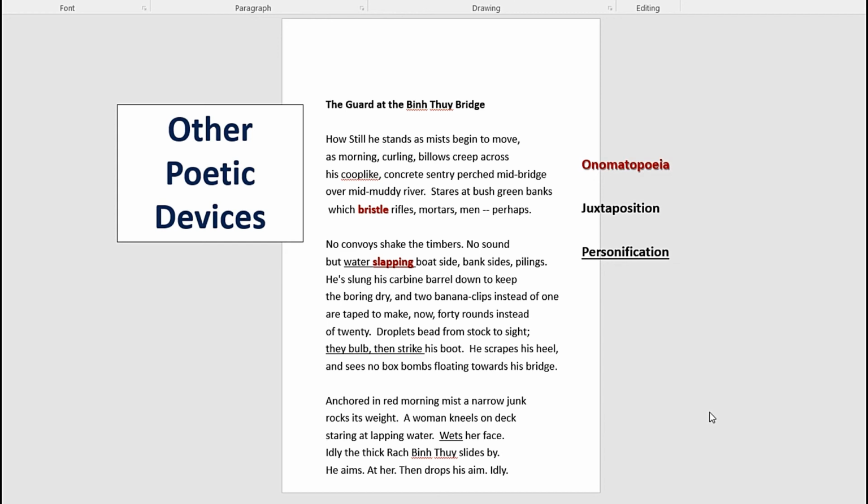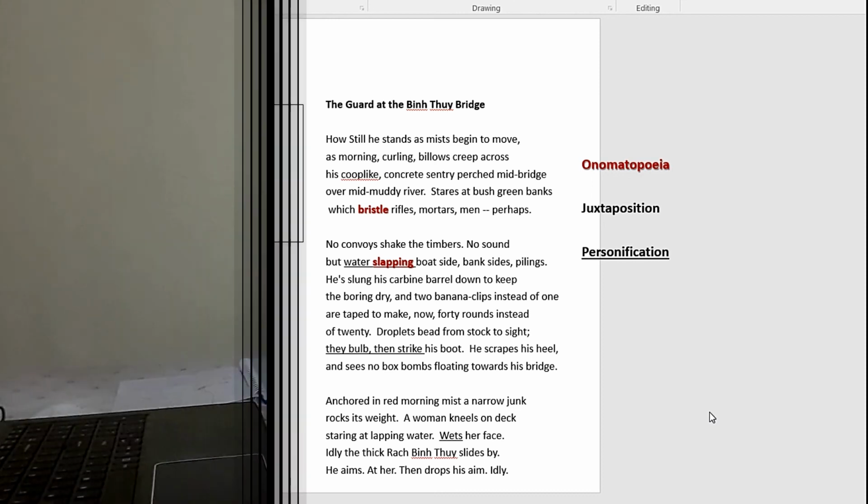And we see nature is personified, giving it a human quality. For example, they bulb, then strike, and the word like wets. You may find more poetic devices like that, but it is not necessary to find each and everything. Our major target is to analyze the poem. If you have enough evidence to support your major theme, that's it.